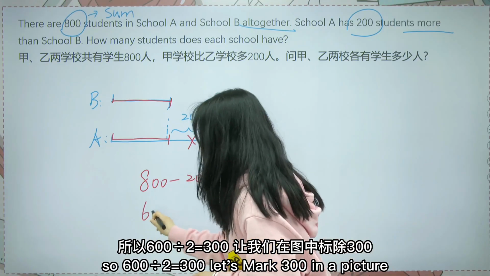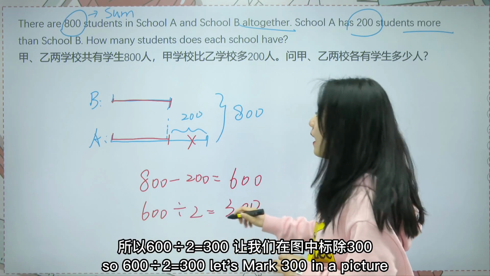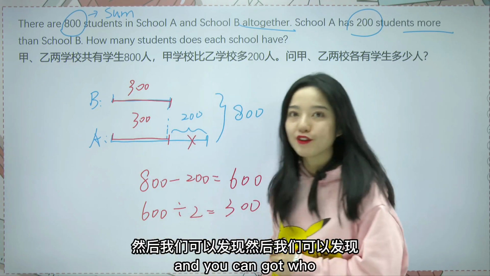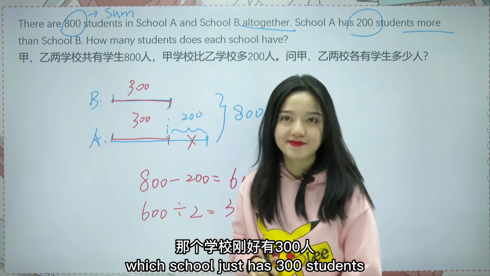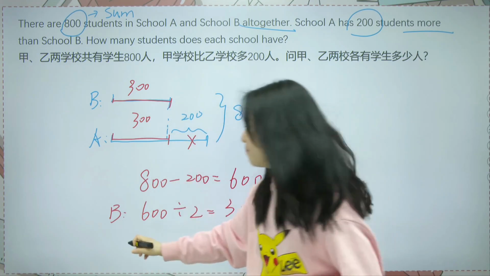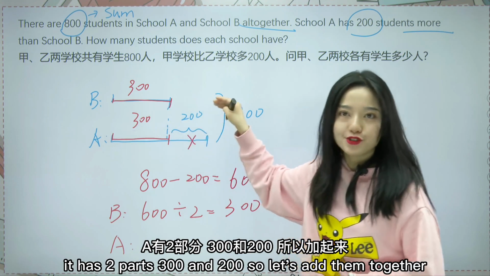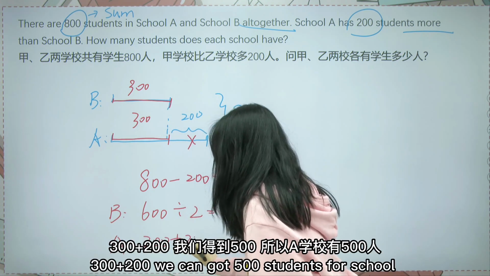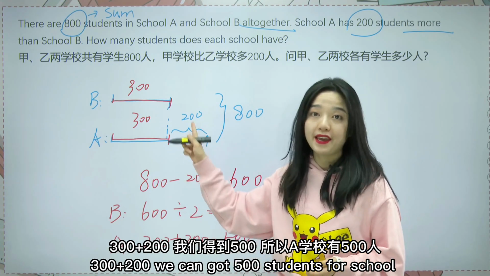So 600 divided by 2 equals 300. Let's mark 300 in the picture. And then you can get which school just has 300 students. B, let's give it a subtitle. And for A, it has two parts, 300 and 200. So let's add them together. 300 plus 200, we can get 500 students for school A.